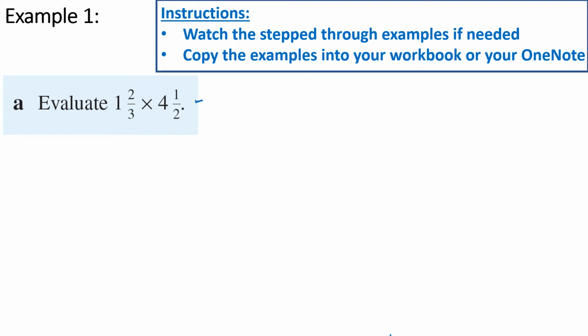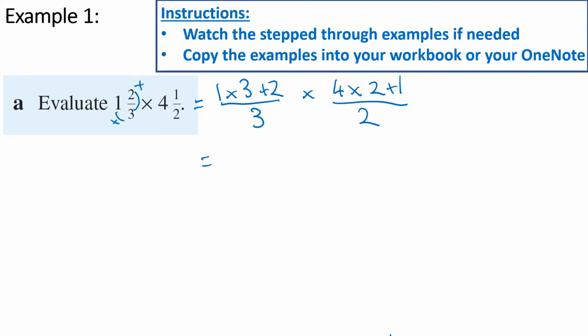Now for this first step, I'm happy if some of us skip it, but I'm going to put it in for those of us who are less familiar. So we have to say 1 times the bottom plus the top, and we have that many thirds, times 4 times the bottom plus the top, and we have that many halves. Now we get 1 times 3 is 3, plus 2 is 5, so 5/3 times 9 halves.